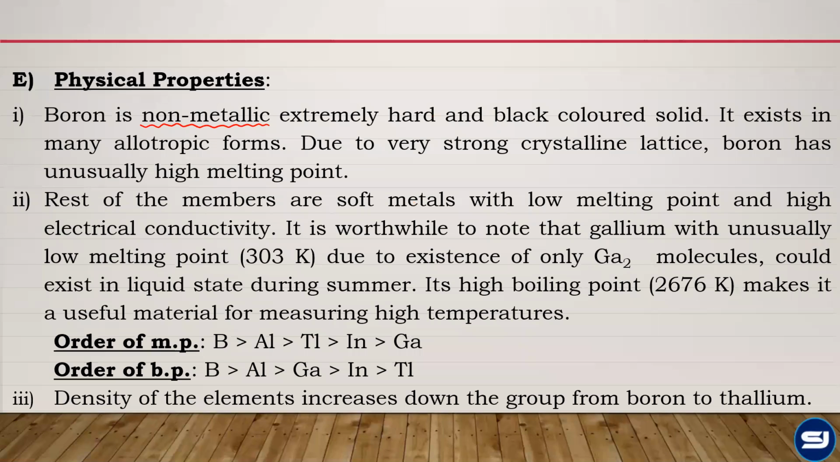So boron, if we look on the same basis, is non-metallic, an extremely hard and black colored solid. It exists in many allotropic forms. Two are important, that is crystalline boron and amorphous boron. Crystalline means the atoms in that element would be perfectly arranged, and in the case of amorphous there will be an irregular arrangement.